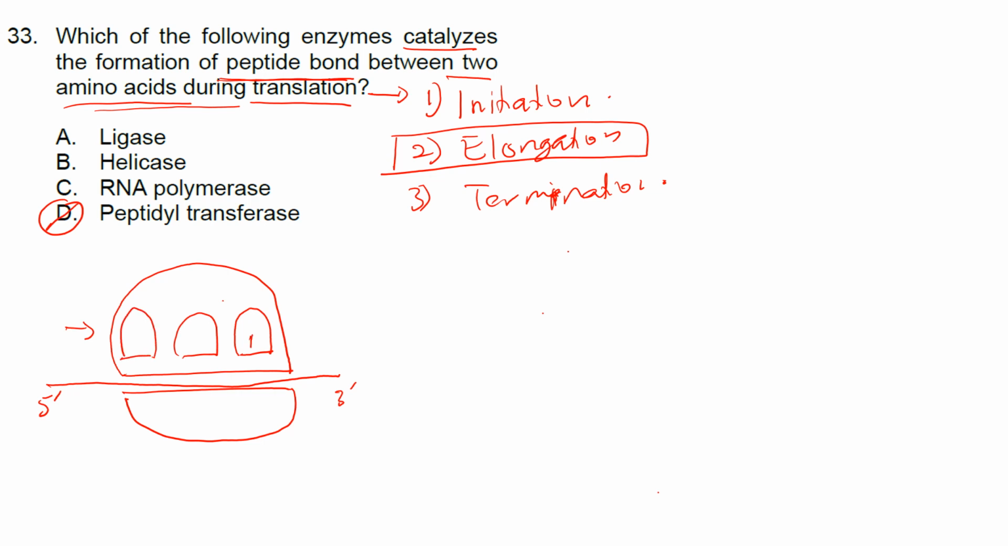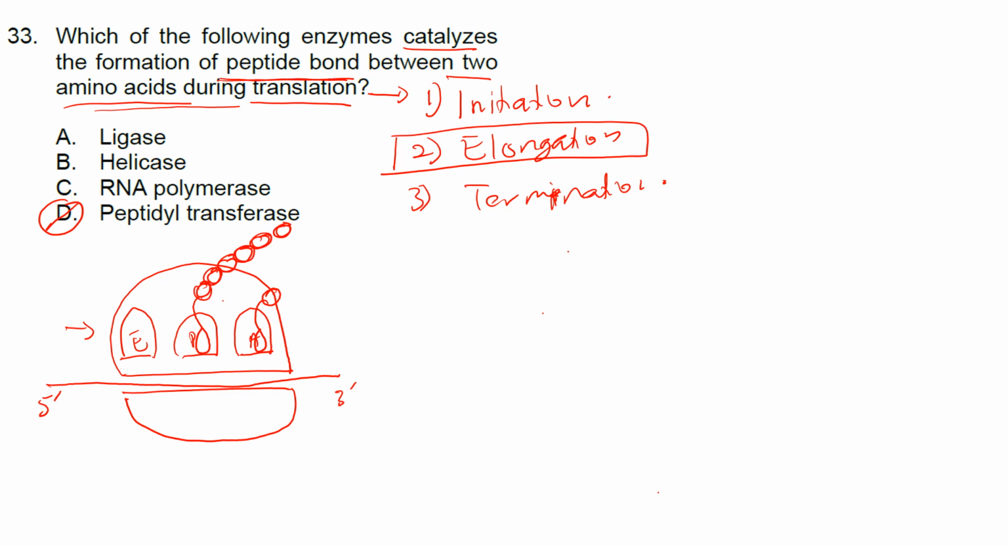A, P, E. The P site is the place where the tRNA holds the elongating polypeptide chain. So here you have the amino acids of the growing polypeptide. The A site is where the new tRNA comes and brings the next amino acid to be added to the growing polypeptide chain.